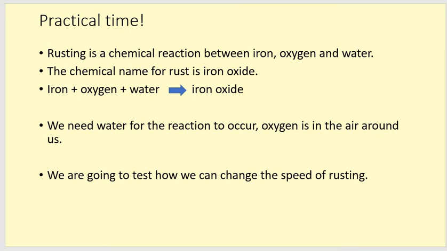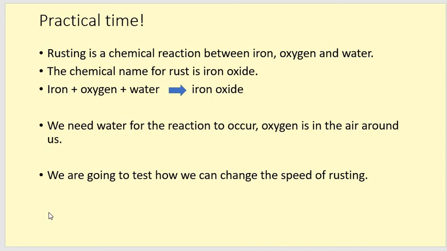This is a chemical reaction between iron, oxygen and water. The chemical name for rust is iron oxide. You've probably seen it as that red powdery stuff on some metals. It's not good because when it happens, the metal is degrading and the metal object becomes weaker. The chemical equation for it is iron plus oxygen plus water becomes iron oxide. That's a word equation, I'm not asking you to write the symbols.